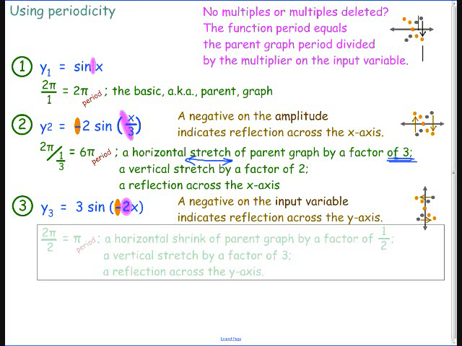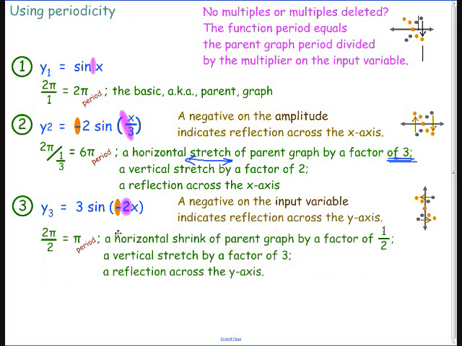The third example here shows a lot of things happening. Let's see if we can make sense of that. I'm going to focus in here first. We've got a frequency that is doubling. If we cycle twice as fast, the period's going to be smaller. And sure enough, we divide the 2 pi, what we usually expect with sine, and we have a period of 1 pi. The other thing that's happening is we've got a negative here.